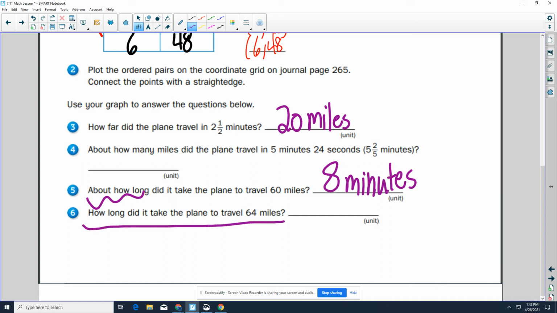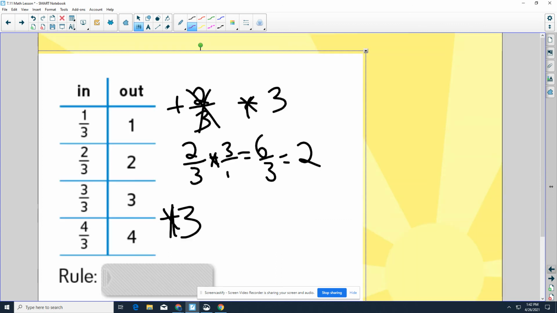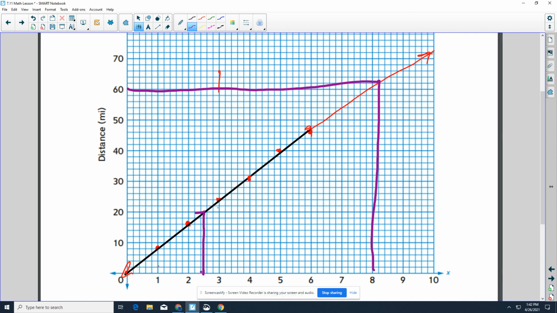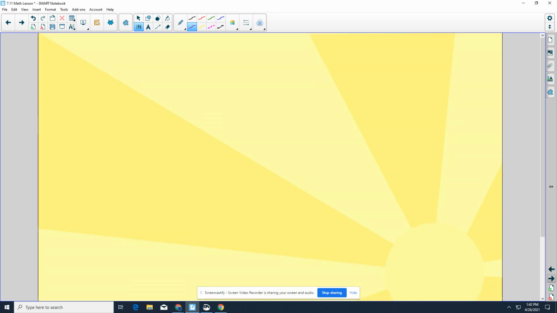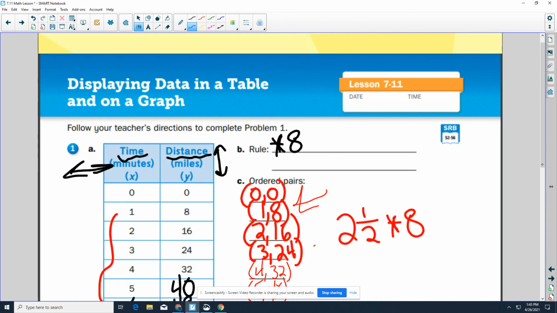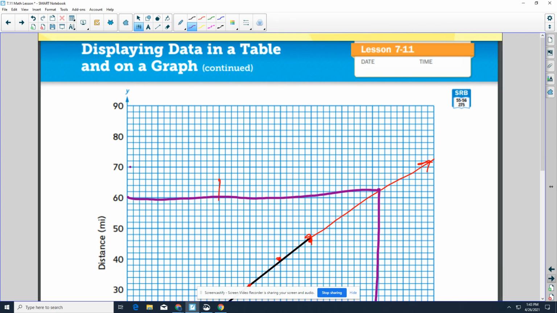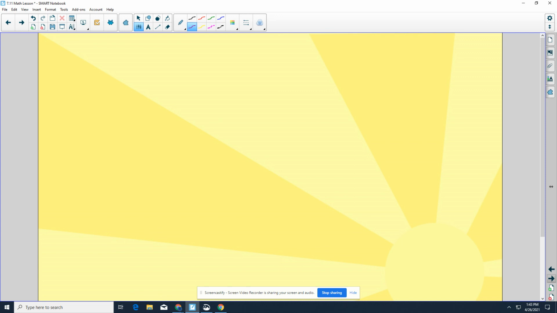So then you're going to go back and you're going to look at 64 miles on your line plot. You look up here, so it goes by 2's, and you would just go straight across until it intersects with the line and determine how long it would take. So go ahead and pause the video and do that for 4 and 6. Okay, and that's the end of our lesson. You should have answered those other 2 questions there.